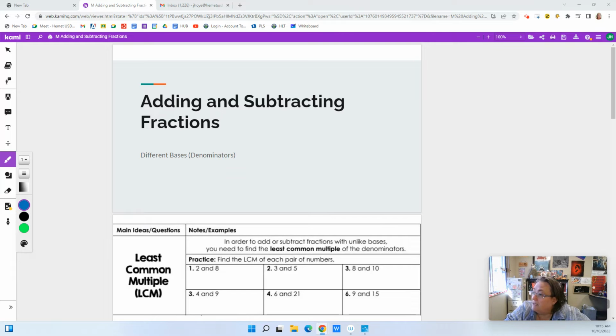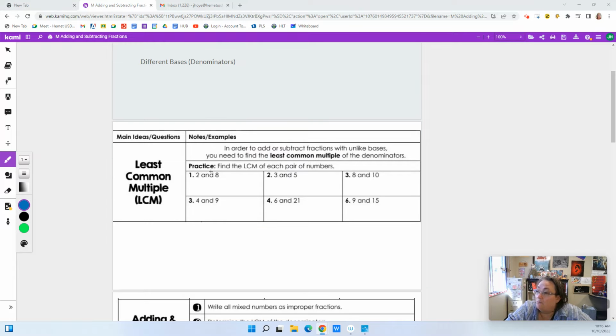And if you see right here, we have to start with what we call the least common multiple. And that's what we're going to do to get our denominators, is we're going to find the least common multiple that the denominators have in common. So if you look here, it's talking about least common multiple, and it says in order to add or subtract fractions with unlike bases, that means different denominators, you need to find the least common multiple of the denominators. Now, the way to find the least common multiple is to look at the two numbers.